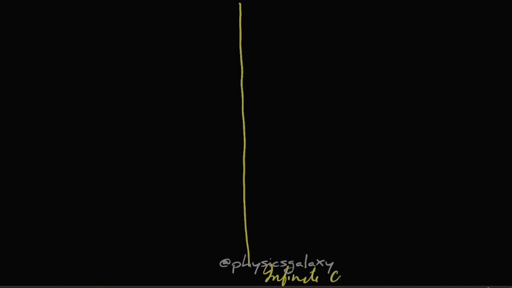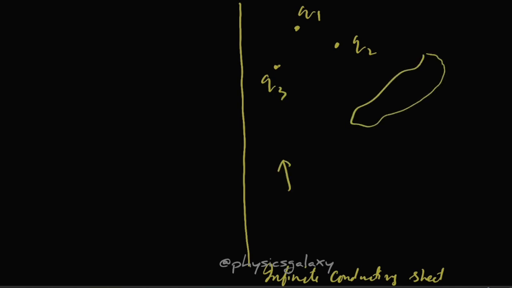One more thing. Suppose this is my infinite conducting sheet. It's a basic example. Whatever my charge distribution, suppose this is my q1, this is my q2, this is my q3, or any weird charge distribution, or any dipole, suppose this is my p1. You may have any kind of charge distribution. What you have to do is find the mirror distribution.